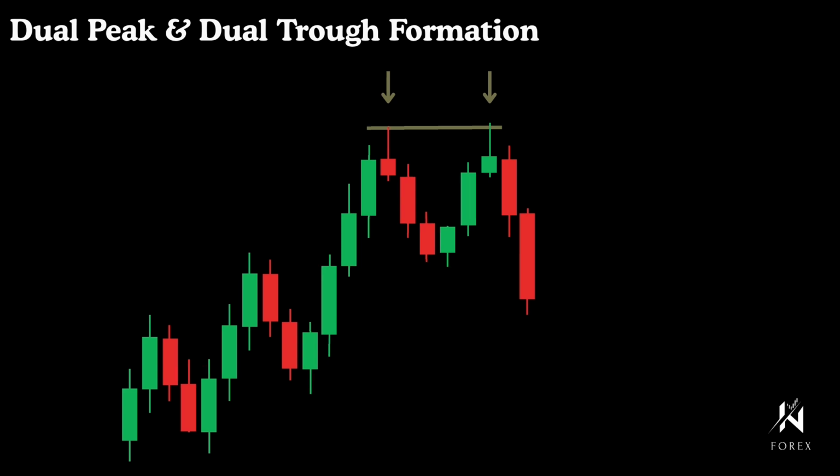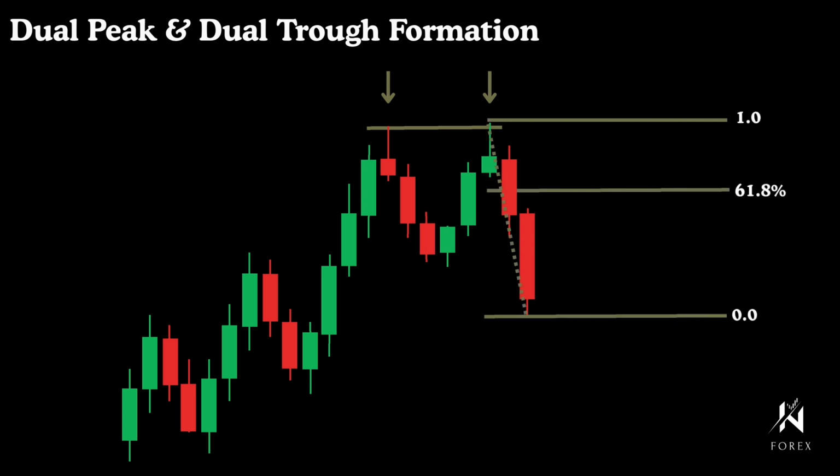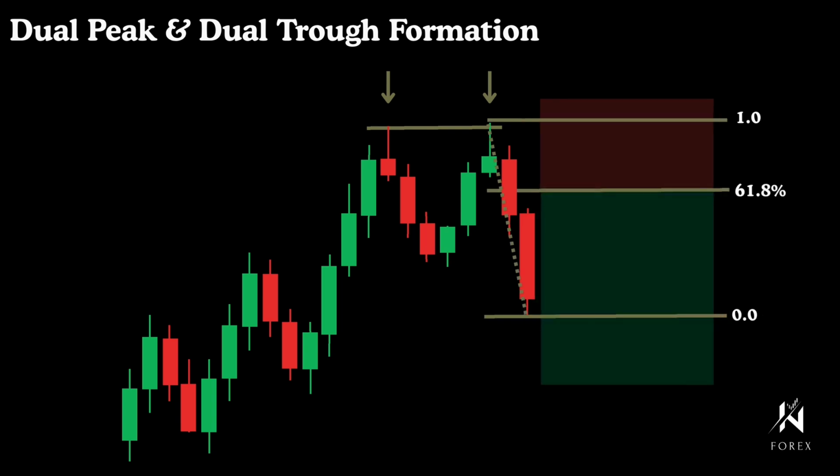To strengthen our trade setup, we can pair this pattern with the 61.8% Fibonacci retracement level. Once the neckline is broken, we use the Fibonacci retracement tool from the Indicators tab, drawing it from the beginning of the move to the end. Next, we set a sell limit order exactly at the 61.8% retracement mark.